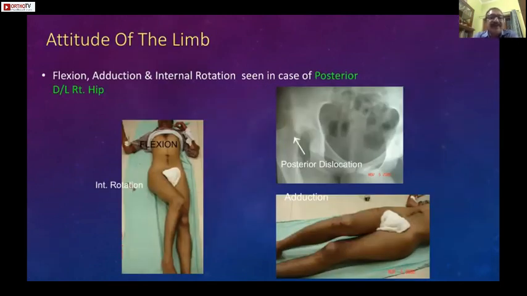Now, this is a typical example of attitude of the limb when there is a posterior dislocation of the hip joint. There is flexion, there is adduction and internal rotation. You can see the X-ray of the same patient with the typical attitude of the limb.